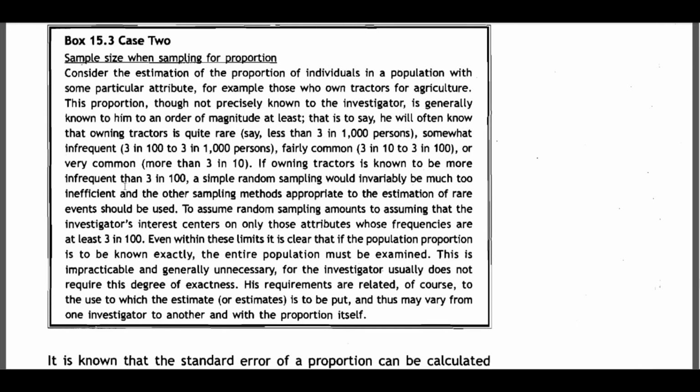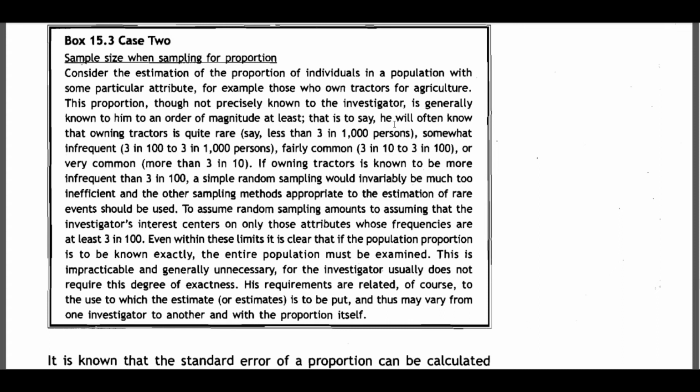Box number 15.3, case 2. Sample size when sampling for proportion. Considering the estimation of the proportion of individuals in a population with some particular attribute, for example, those who own tractors in agriculture. This proportion, though not precisely known to the investigator, is generally known to him to an order of magnitude at least.